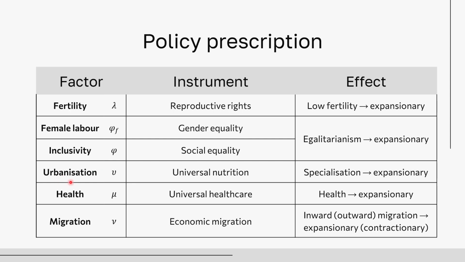We've talked about urbanization, but the quirk here is that the instrument is universal nutrition. Now, why is that? You might think urbanization is about building roads and apartment buildings and electricity and piped water, and that's important. But let's say you go to a village and everyone is living in their ramshackle buildings, and you say, okay, we're moving you to the city where you'll have an apartment to yourself.